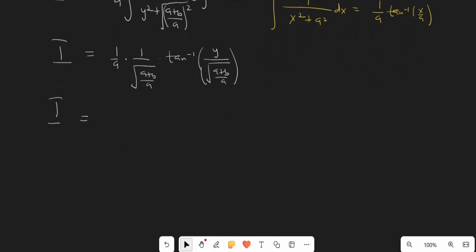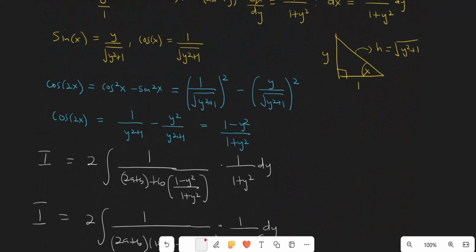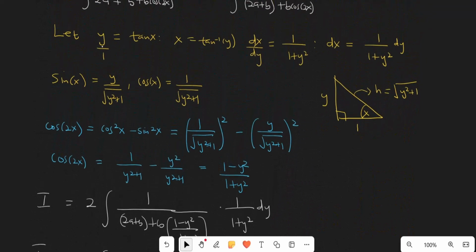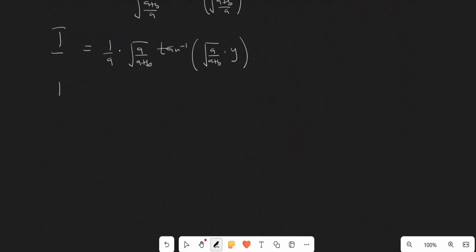So this is what we have. Now we have I equal to, taking the reciprocal, 1 over a times the square root of a over (a plus b), and the tan inverse of the same thing, where taking the reciprocal gives the square root of a over (a plus b) times y. But recall that y is equal to tan of x. That is our initial substitution. So just replace y with tan of x, and then you can wrap up the integral by doing simple algebra.